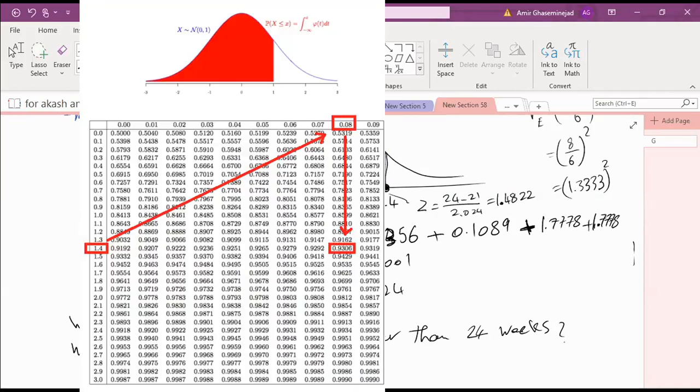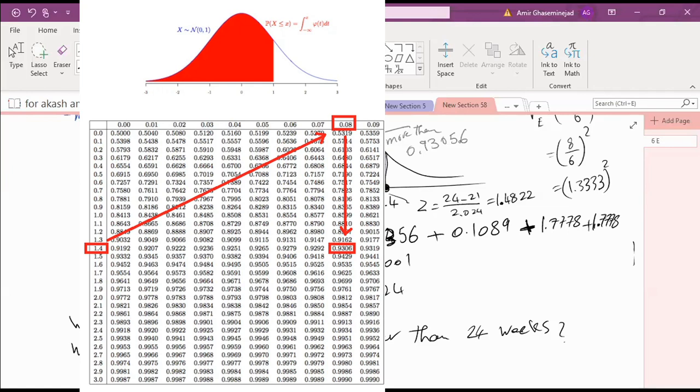0.93056. This whole yellow area, we want to find the Z point, Z 1.48. Yeah, it's 0.93. You can say more than that, because Z is more than 1.48, right? So you have to say the chance is more than 93.056 or more than 93%. Good? So if the expected completion time is 21, the chance that it will finish before 24 weeks is more than 93%. Is everybody following?